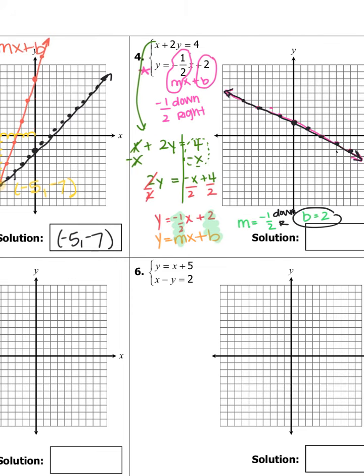So that means they cross an infinite number of times, right? They're crossing in all these points. So our solution is that we have an infinite number of solutions. So infinity, infinite number, because they're the exact same line. All right, go ahead and try number 6 on your own now.